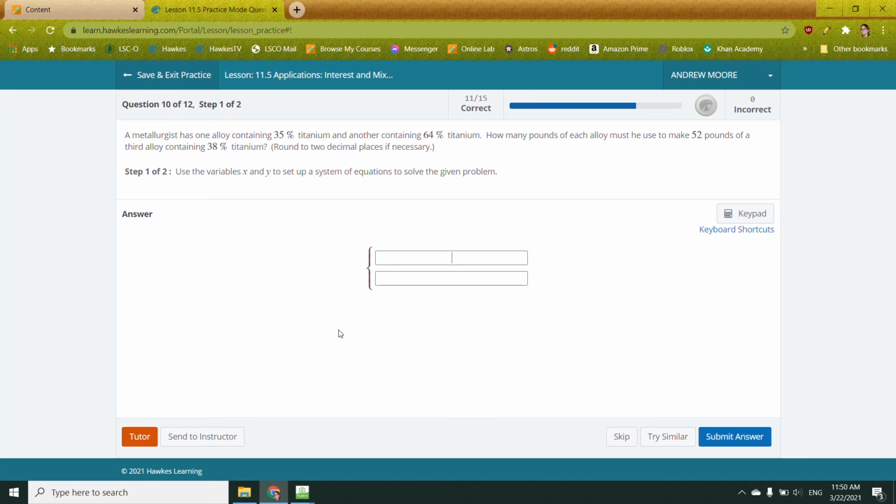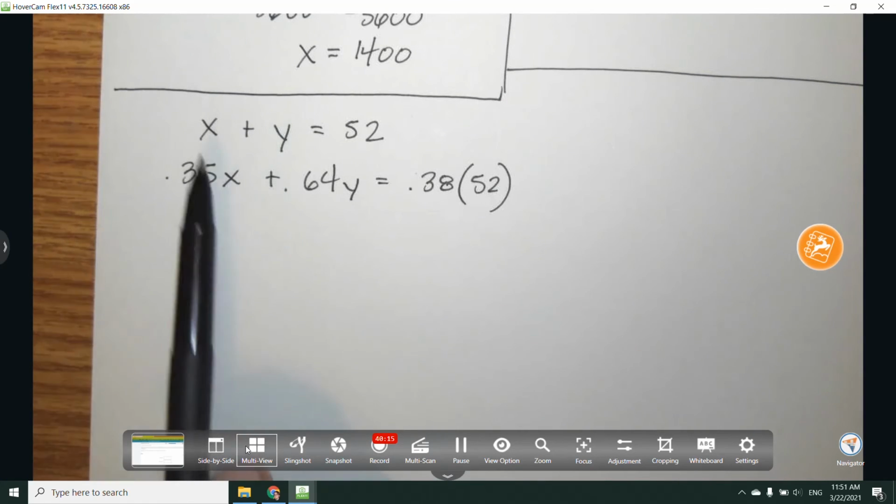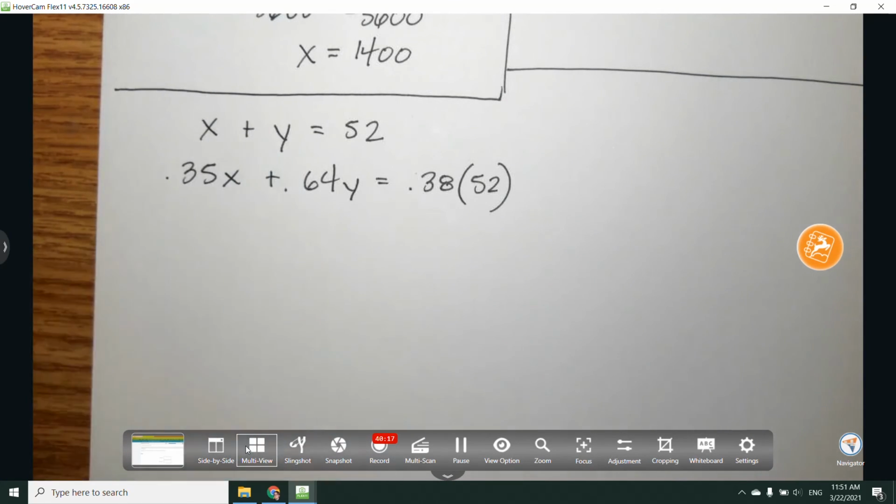A metallurgist has one alloy containing 35% titanium and another containing 64% titanium. How many pounds of each alloy must he use to make 52 pounds of a third alloy containing 38% titanium? This one's a lot like our milk problem. We need a certain amount of pounds of each one of these alloys.